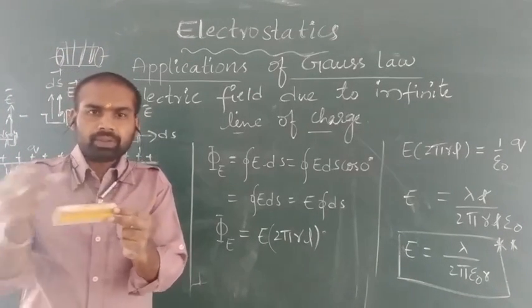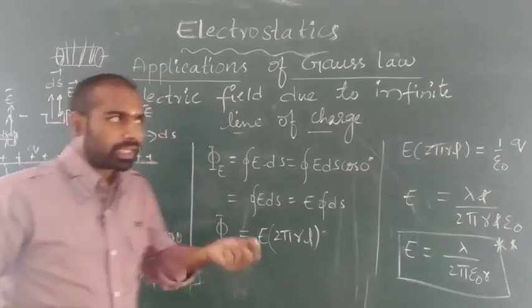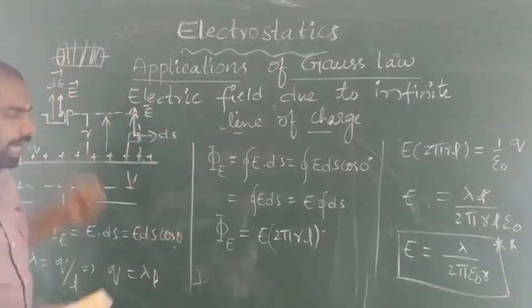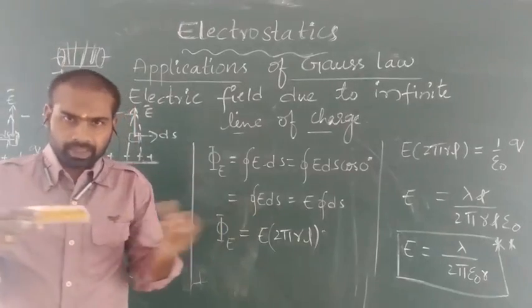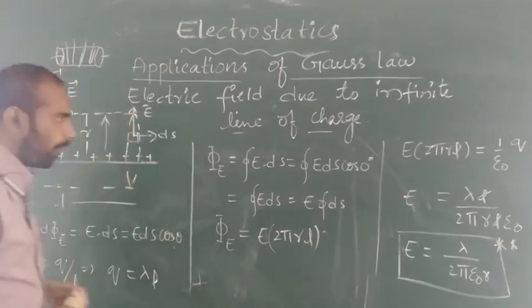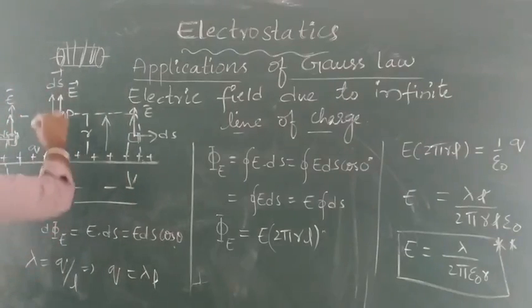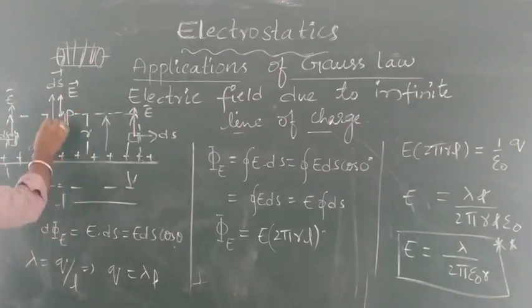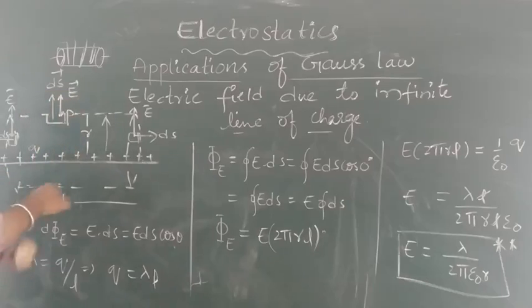Now the flux passing through the entire cylinder is nothing but what? Flux passing through the curved surface area and flux passing through the circular ends. That is the total flux. Now to find the flux passing through the curved surface, we took one small element on the curved surface. ds normal is outward and the electric field is also in the same direction.